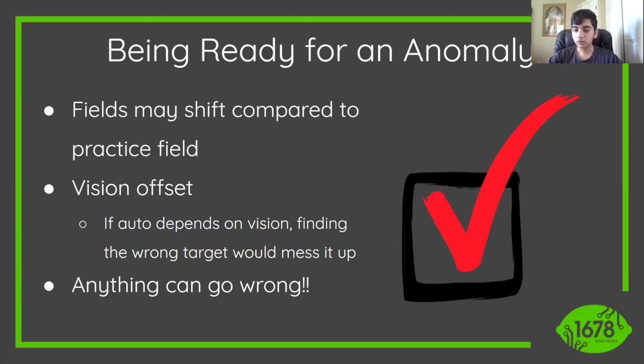I discussed this earlier in the presentation, but again, vision offset is something that might occur a lot at a competition, right? Because if the auto is dependent on vision, then finding the wrong target would mess it up. And this was again apparent for our regional, the Los Angeles North regional, when we caught on to other targets besides the main goal. And so being able to prepare for these anomalies, and make sure that we can still come up with a quick and surefire way to have our auto work, right, is really important.